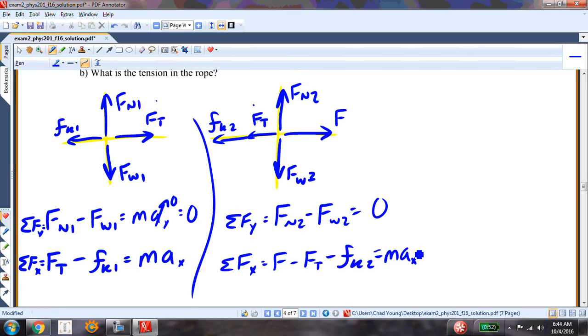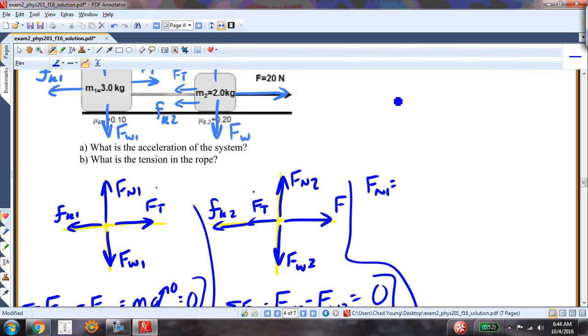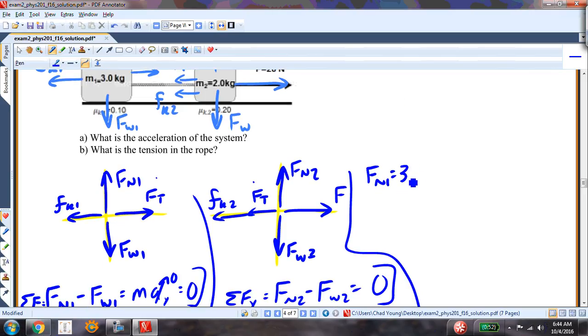Now, notice that I can solve here for Fn1 and Fn2. I'm going to do that over here. Fn1 is equal to Fw1, which is equal to 3 kilograms times 10 meters per second squared, or 30 newtons. In a similar way, Fn2 is equal to Fw2, which is equal to 20 newtons. That's 2 kilograms times 10 meters per second squared.